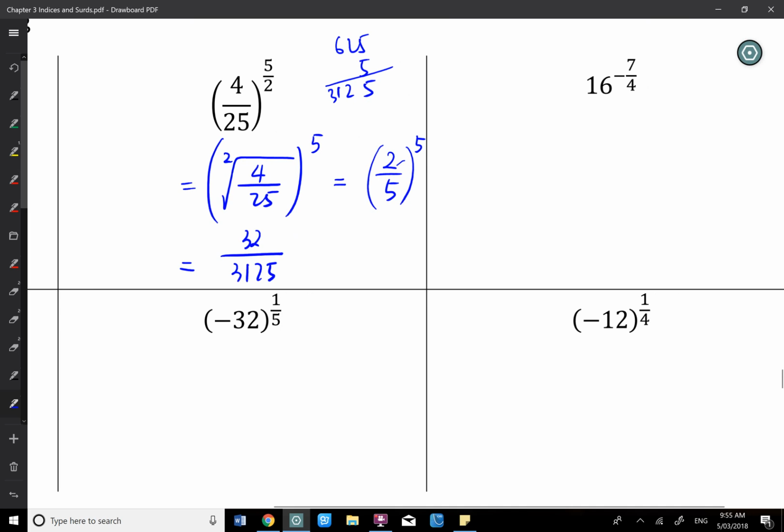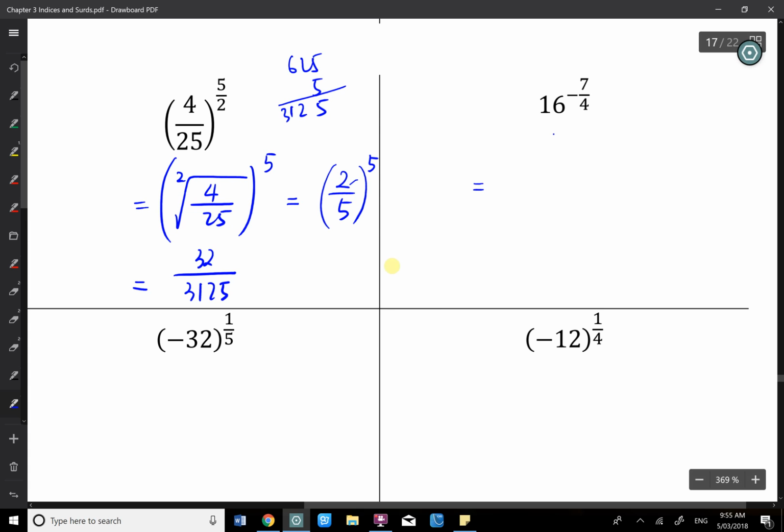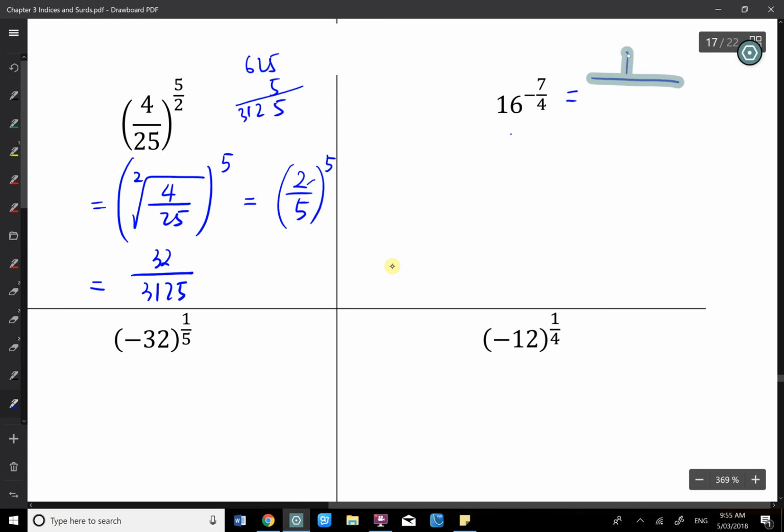Okay, next one can be a little bit tricky. 16 to the power of negative 7 over 4. I want to change it to the positive one first. We don't like negative indices, okay? So we'll change it to 1 over 16 to the power of 7 over 4. And then we'll have 1 over the 4th root of 16, and then to the power of 7.